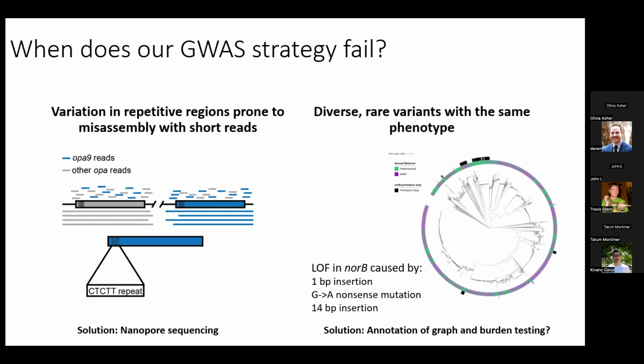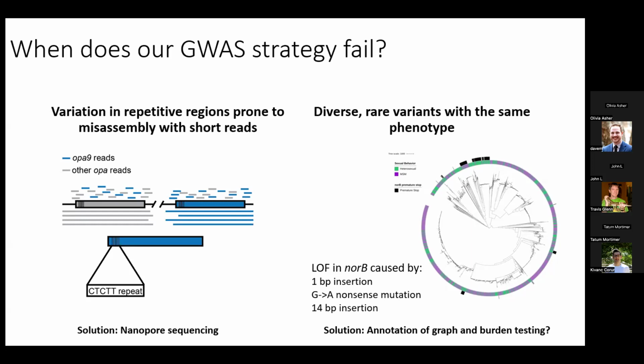Before I move on to the last part of my talk, I did want to talk a little bit about when this GWAS strategy fails. I told you that bacterial genomes have many repetitive regions which are hard to assemble with short reads, and the input to our GWAS are de novo assemblies. So we are missing some important variation in the gonococcal population just because we can't resolve those regions. An example is this opa gene, which is present in 9 to 11 copies across the genome. It encodes an outer membrane protein which can bind to host cells, but is also important for immune evasion.